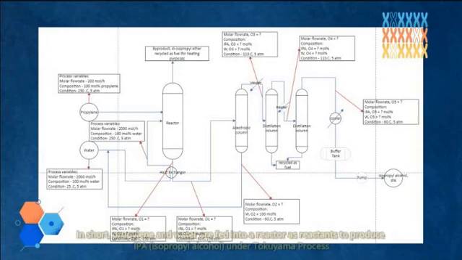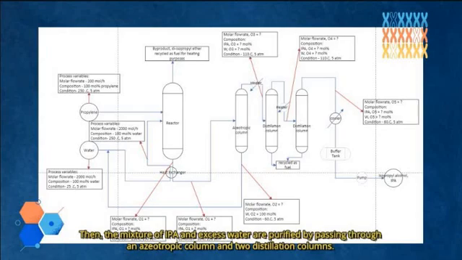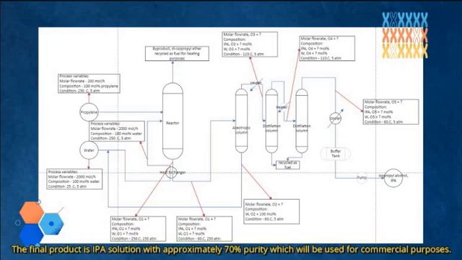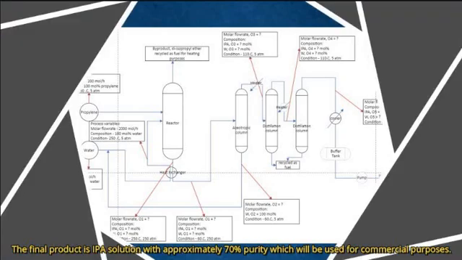In short, propylene and water are fed into a reactor as reactants to produce IPA, isopropyl alcohol, under the Tokuyama process. Then, the mixture of IPA and excess water are purified by passing through an azeotropic column and two distillation columns. The final product is IPA solution with approximately 70% purity, which will be used for commercial purposes.